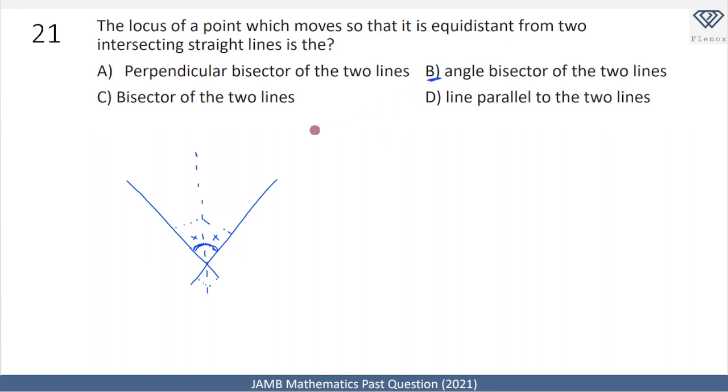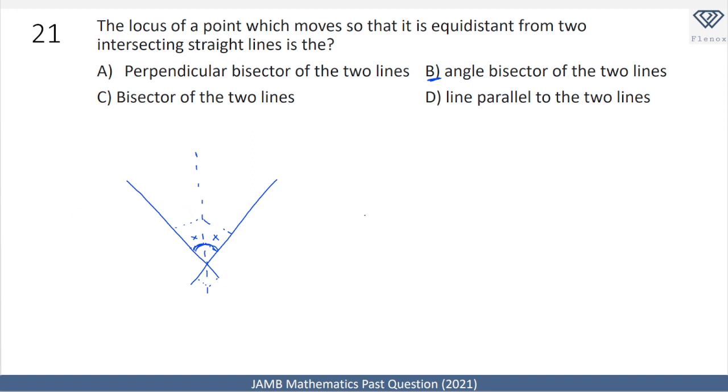We can go through the other options to just give you a sense of what they mean. Now the bisector of the two lines, this is not correct because it does not divide the two lines equally. And finally, line parallel to the two lines. As you can see, this line is not parallel to these two lines. So again, the correct option to this is option B.